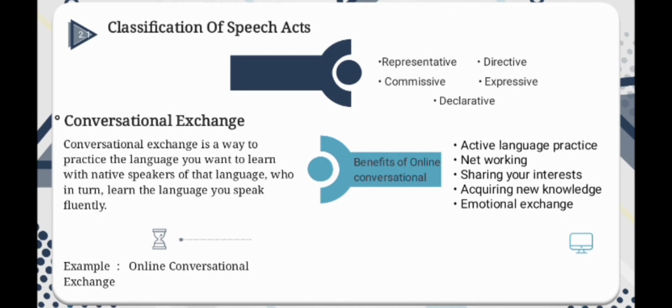And here are some of the reasons or benefits of online conversational exchange. First, active language practice. Second, networking. Third, sharing your interest. Fourth, acquiring new knowledge. And the last one is emotional exchange.